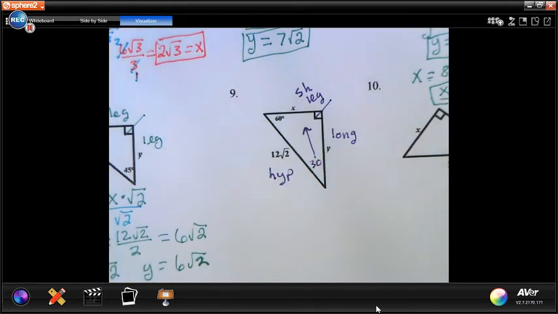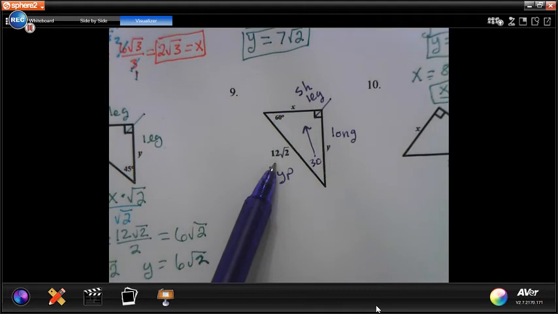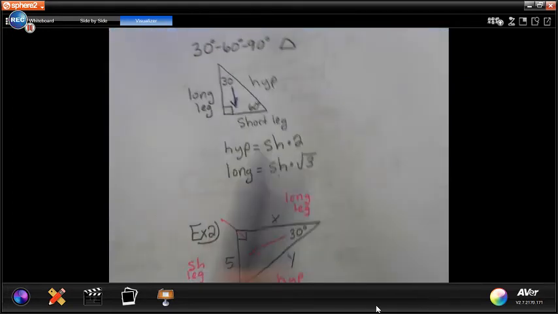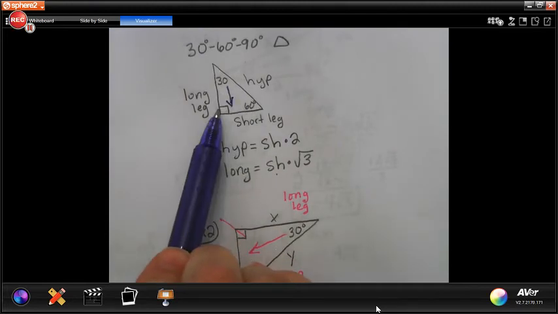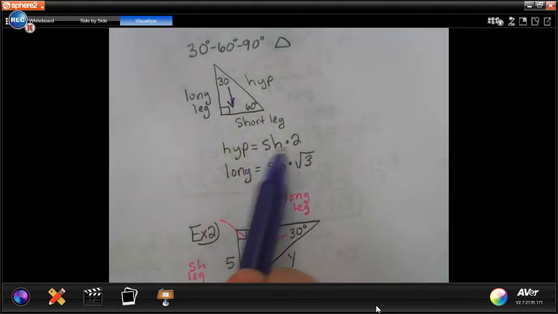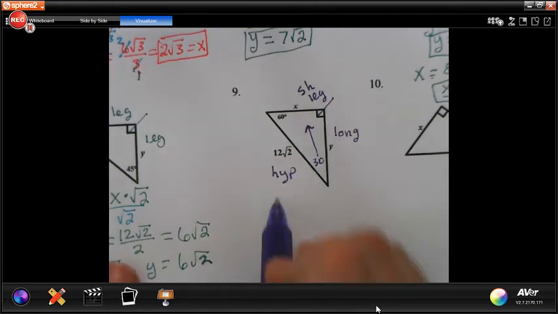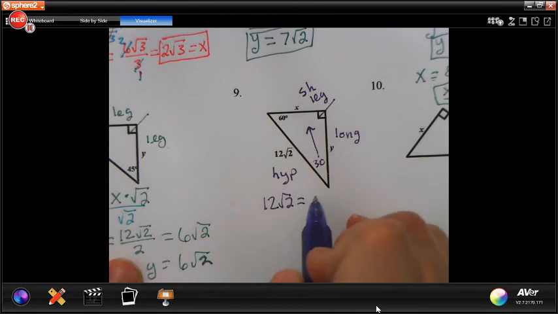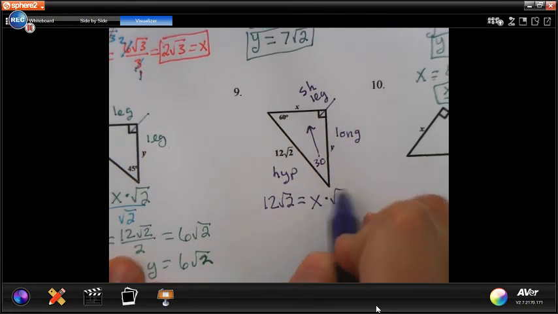Okay, so our number is on the hypotenuse. So I'm going to use my hypotenuse formula, and it's a 30, 60, 90 triangle. So for a 30, 60, 90 triangle, hypotenuse equals short leg times 2. Hypotenuse is 12 radical 2 equals, our short leg is x, times 2.